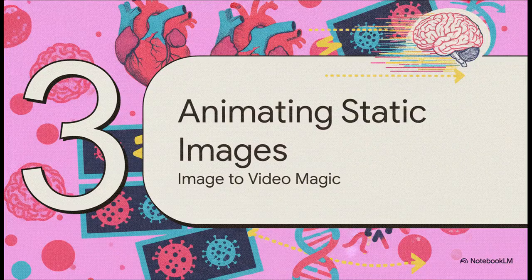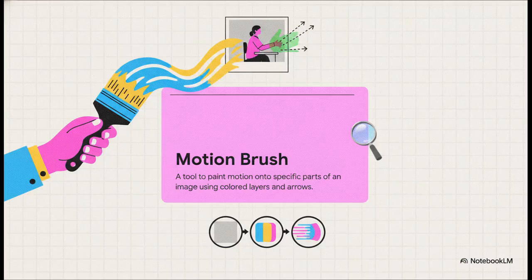All right, section 3. Animating static images. This is basically pure magic. This is where the platform goes from cool to totally mind-blowing. Think about taking a static medical photo or diagram and just, boop, bringing it to life. Kling uses a tool called the motion brush. You are literally painting motion onto your image.